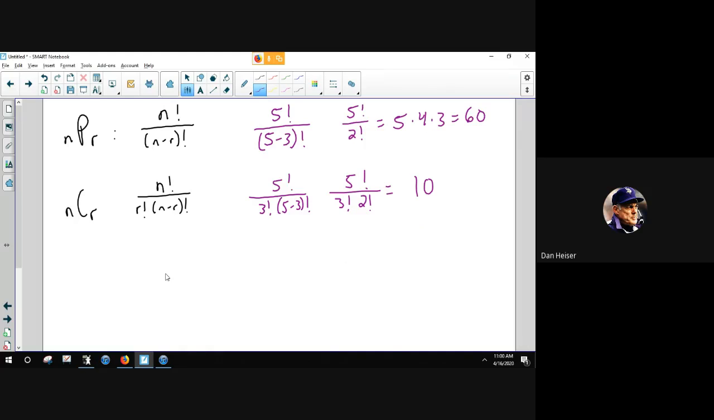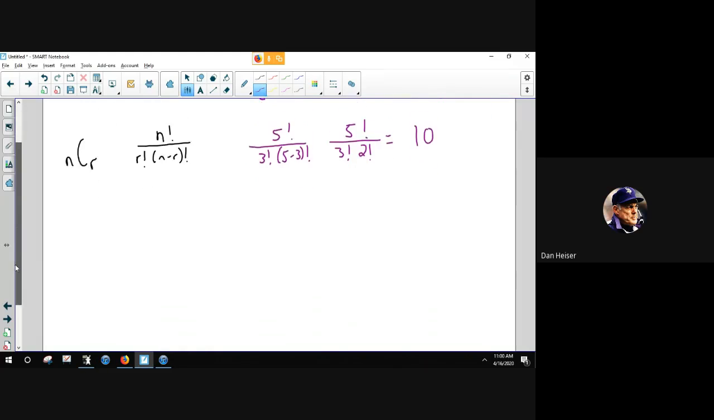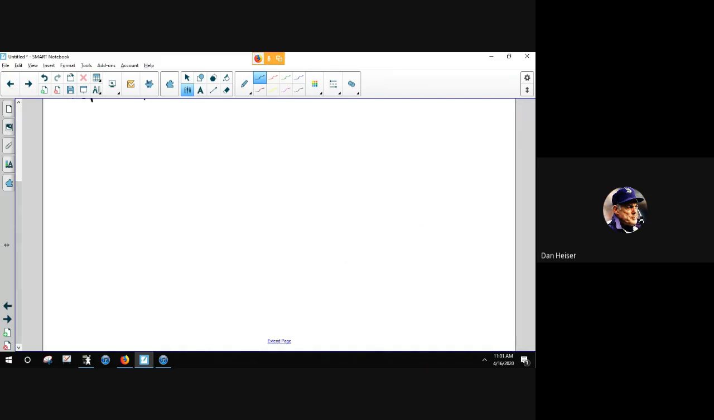There are a few special values to take a look at. nP1: I have n objects. I want one of them. I have n ways to do that. 10 objects, choose one. Well, obviously that's going to be 10. nPn, choose everything in order. That's just n factorial.